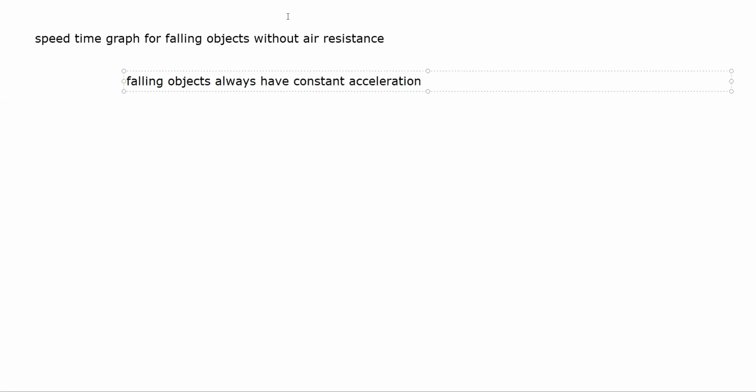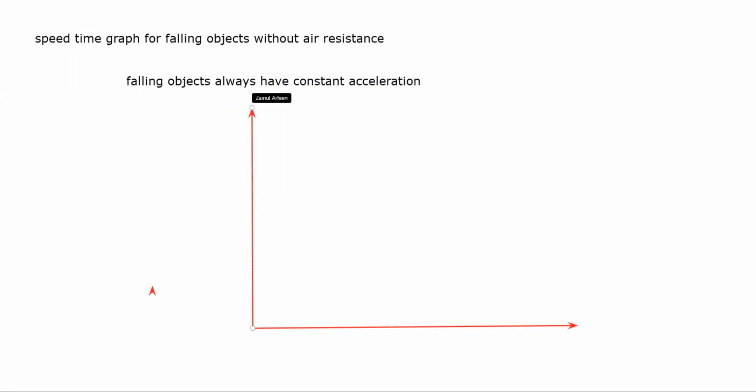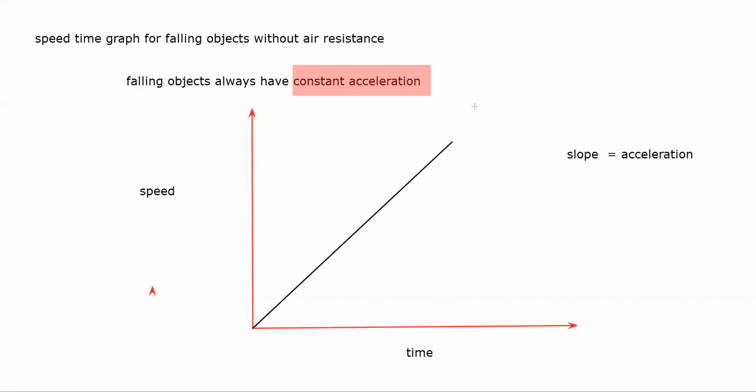So I want to make a speed time graph. Whenever the objects are falling, they all have a constant acceleration or constant change in speed. If you remember, for a speed time graph, the slope represents acceleration. So slope and acceleration have the same meaning. If it's a constant acceleration, there should be a constant slope. A line with a constant slope will be a straight line. So a speed time graph is always a straight line for a constant acceleration. So for falling objects, it is always a straight line. Is it clear? Because the acceleration is constant, the slope should be constant.